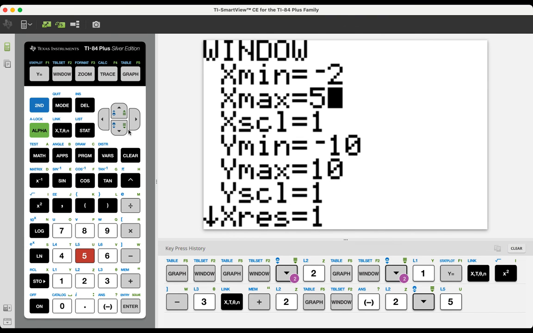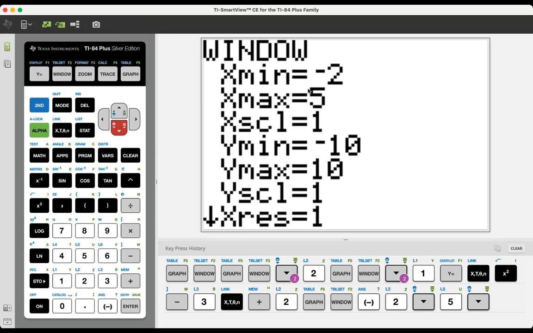The scale, I can leave this at 1. Because this is such a small region, our divide by 10 theory doesn't really work for this one. So -2 to 5 is 7. If I divide that by 10, it's 0.7. I'm counting by 0.7s. I don't want to do that. So I'm going to leave it at 1.